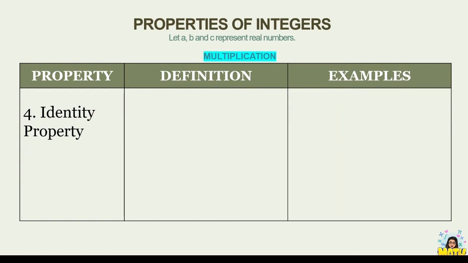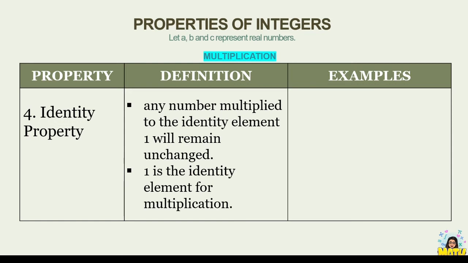Next is identity property. Ano kaya itong number na ito na this time, kapag multiply natin, will have the same number. So here, in multiplication, any number multiplied to the identity element 1 will remain unchanged. So kanina sa addition, ang identity element natin ay 0 because any number added to 0 is the number itself. While sa multiplication, ang identity element natin is 1. Because any number multiplied to 1 is the number itself.